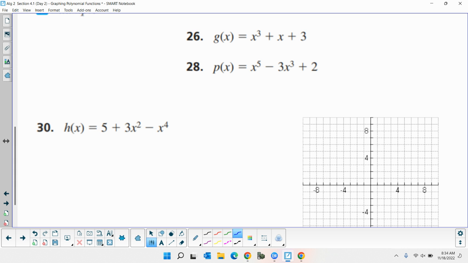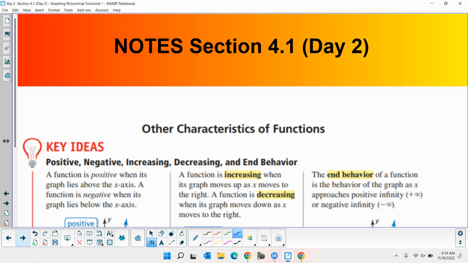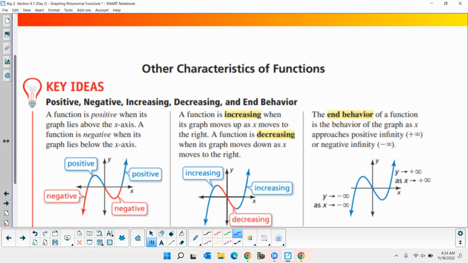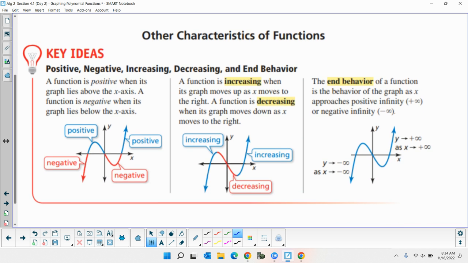Okay. So let's do a few things today. I'm not giving you any homework, okay? We'll just start talking about this. We'll finish talking about it Monday, okay? But some other characteristics of functions. Okay, we talked about end behavior already. Now the book wants us to show it like this. I just use the arrows, okay?